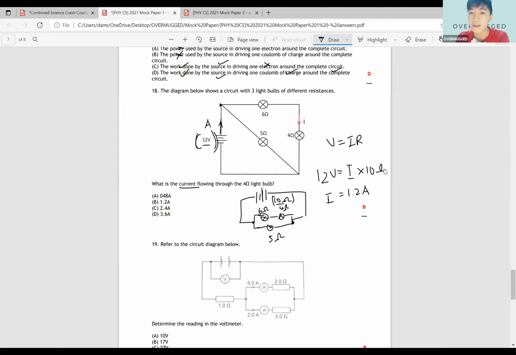So this is the faster way of solving this question. You could also solve it by finding out the resistance, finding the current, and then finding how your current splits. But that is a longer method. So I'm just teaching you the faster method here.